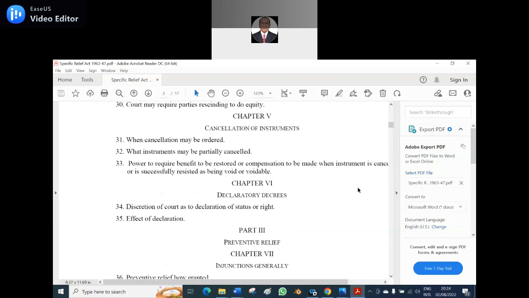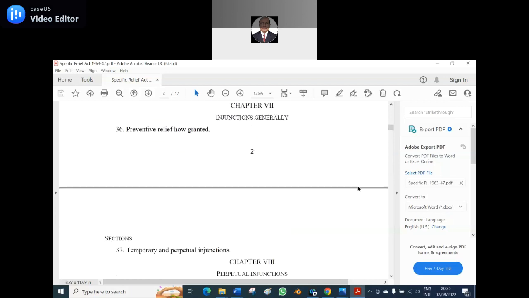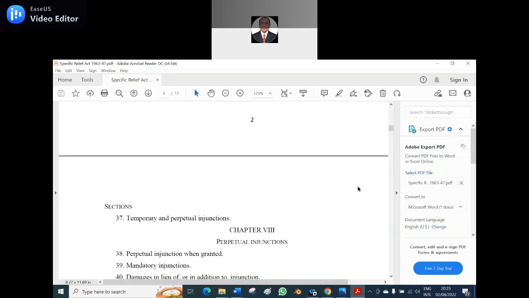Injunctions are preventive reliefs. And here they have mentioned only temporary and perpetual injunctions, and they are always given before the actions from the other side. Yes. So, they don't ask you that much, but they ask only the injunction which is mentioned in the Act itself. Temporary and perpetual injunction is given in which section of the SR Act?